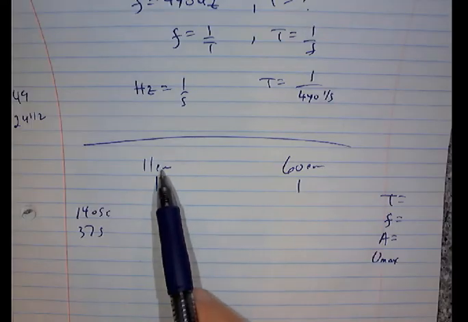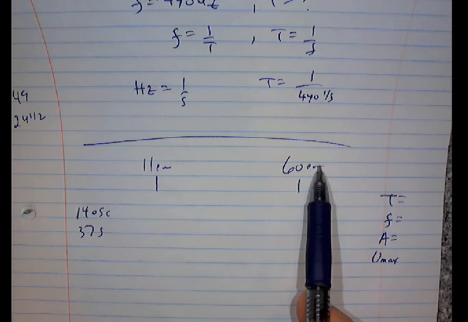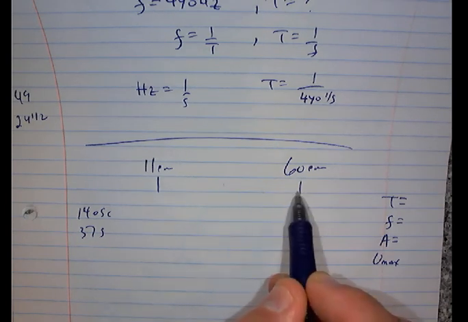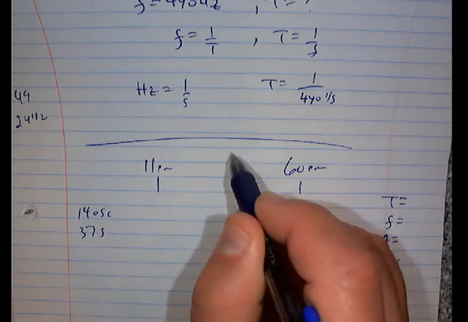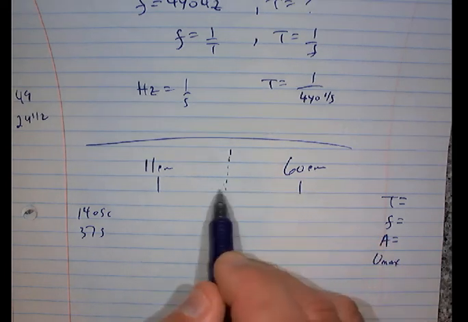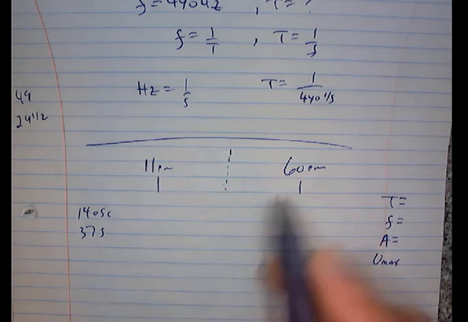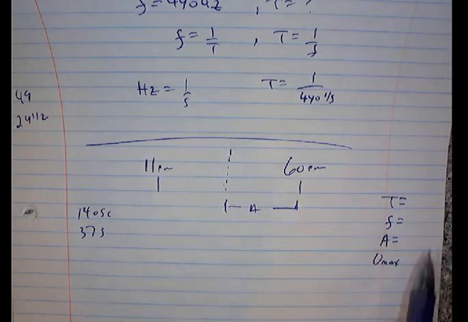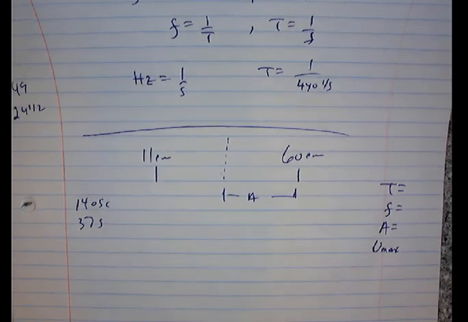Okay, so we're oscillating between the 11 centimeter mark and the 60 centimeter mark. So it's a mass on a spring. It's going here, passing through equilibrium, and then going back here, and it continues. This is called the amplitude here. But anyway, for the first part, we want to know the period. That's the time for one oscillation.